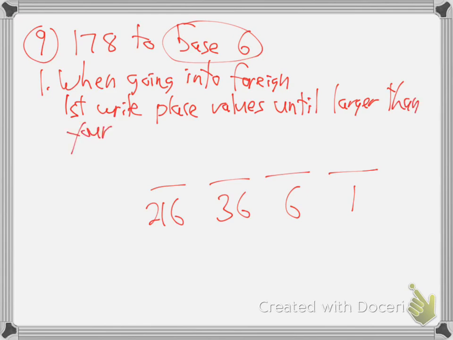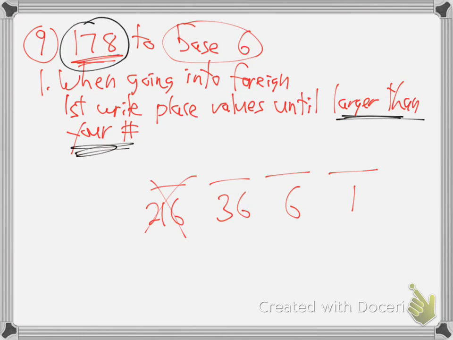Write place values until larger than your number. See how 216 is larger than my number 178? So when you're going into a foreign base system, it's a little harder. You write out the place value, start with 1, times 6, times 6, times 6. But how far do you go? Well, you go until you're larger than your number. 216 is bigger than 178, huh? So I don't need any 216s. So cross that out.